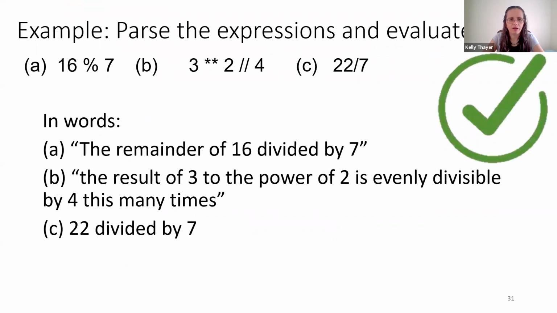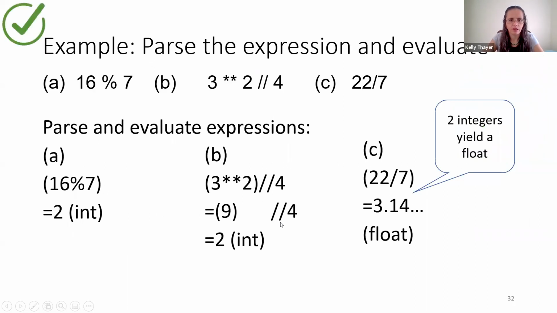All right, welcome back. So we can write these expressions using words. The remainder of 16 divided by 7. The result of 3 to the power 12 is evenly divisible by 4 this many times, and 22 divided by 7. So then we can parse the expression and evaluate, which is similar to what we've been doing before. And so you can see that the answers are integer 2, and 3.14, and so forth, expressed as a float.